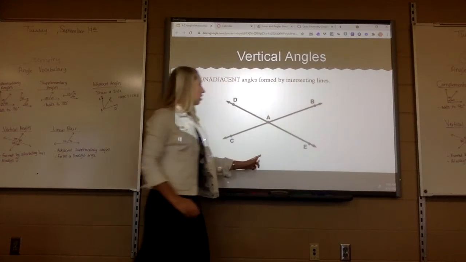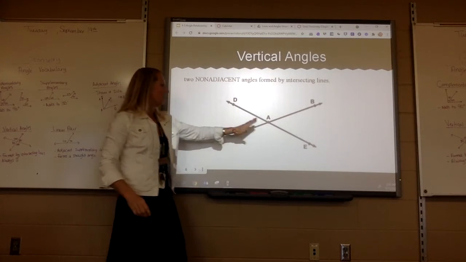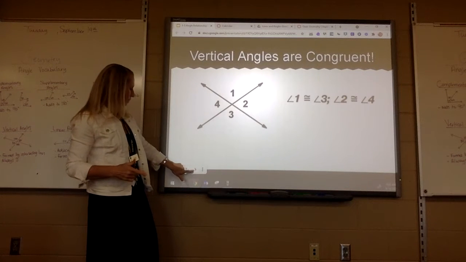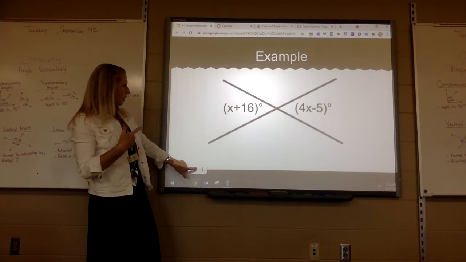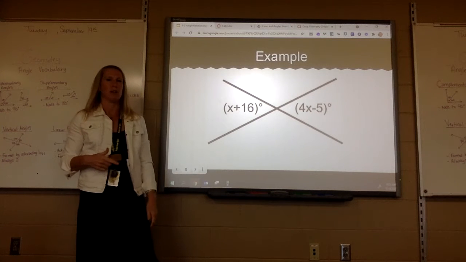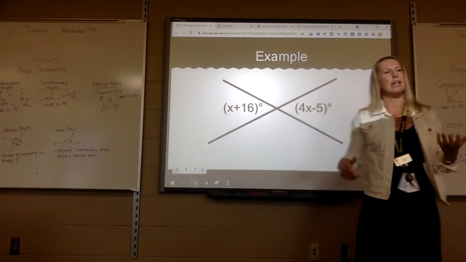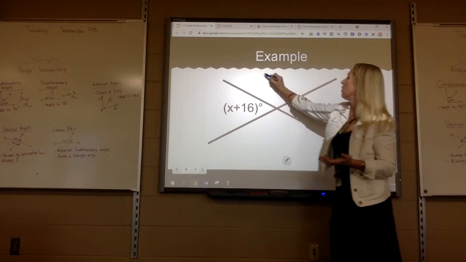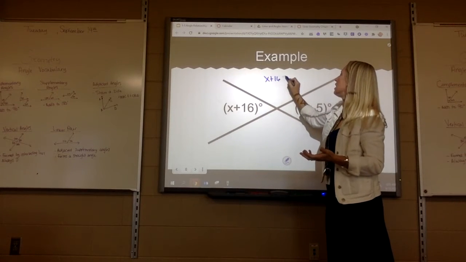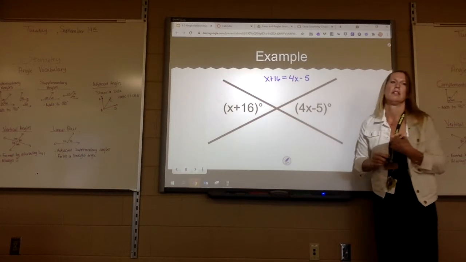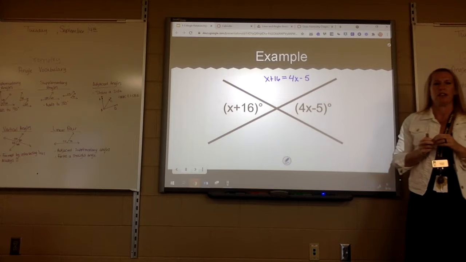So the two directly across from each other always equal each other. The two next to each other form a linear pair, so they add to 180. Okay, so we talked about that. What if we had algebra? If I know these two are vertical angles, that means they equal each other. So I would do x plus 16 equals 4x minus 5. Then what would I do to solve that?